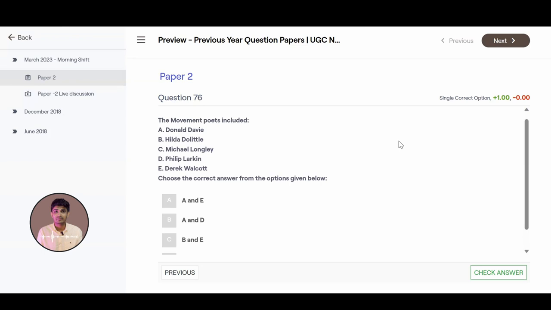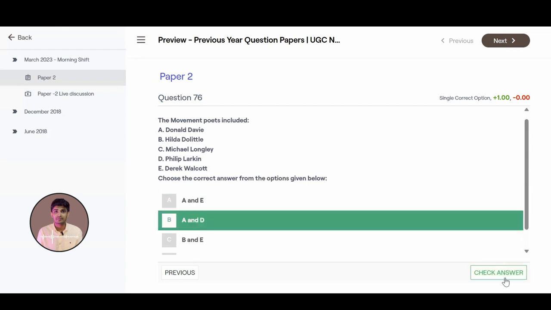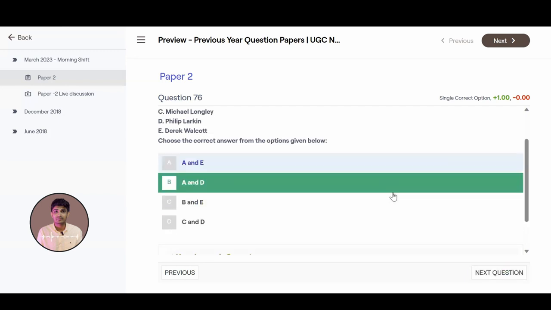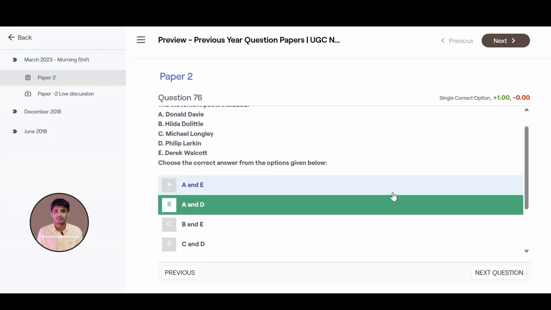But the question is, who among the following are part of this particular movement? B. You guessed B. Let's see if it is B. B is the answer. A and D, Donald Davie and Philip Larkin.